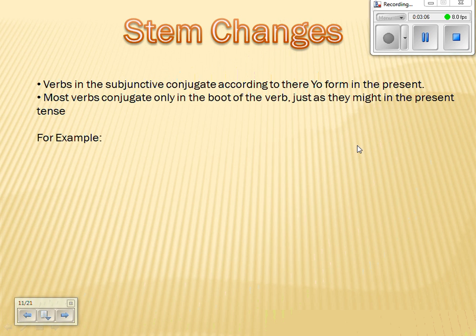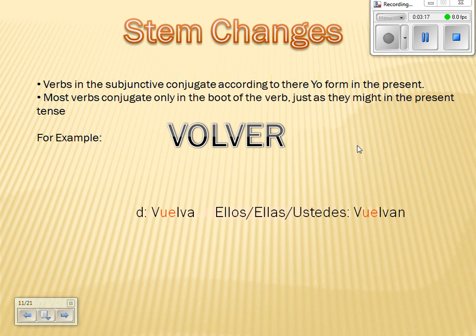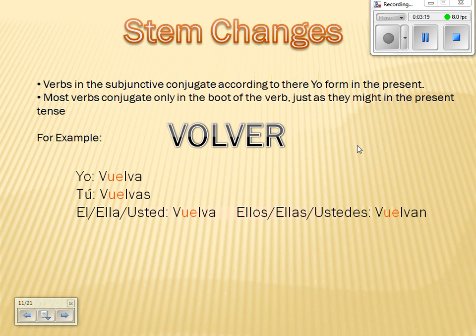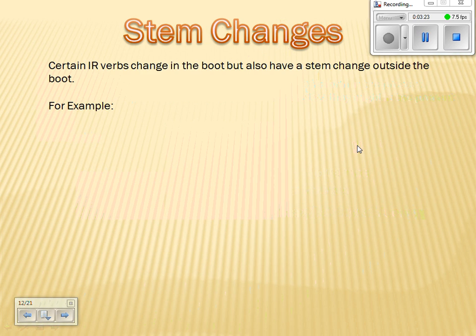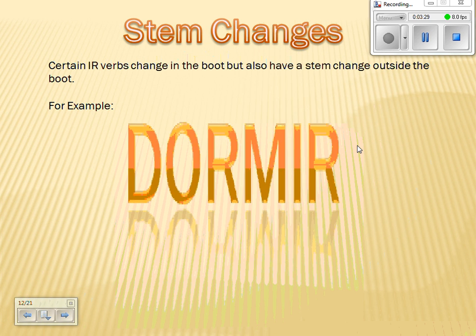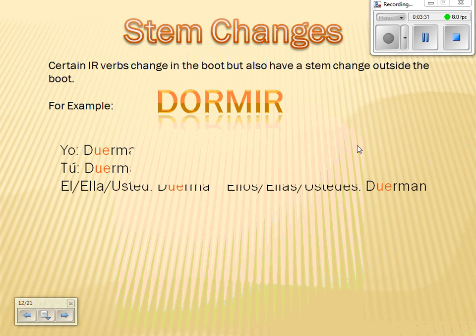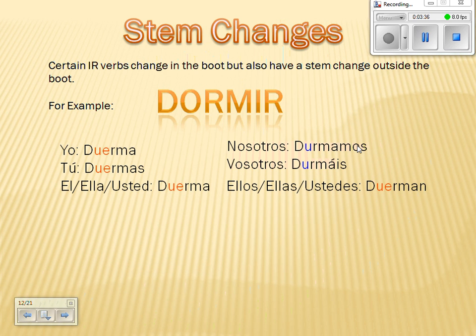Stem changes. Verbs in the subjunctive conjugate according to their yo form in the present. Most verbs conjugate only in the boot of the verb, just as they might in the present tense. For example, volver conjugates like this in the boot. The O changes to a UE, but outside the boot, there is no change. Certain IR verbs change in the boot, but also have stem change outside the boot. For example, dormir. Dormir conjugates like this in the boot, just like volver, but outside the boot, the O changes to a U.